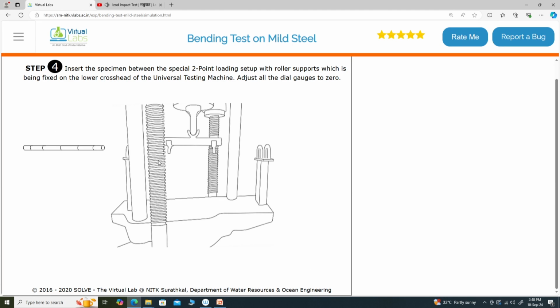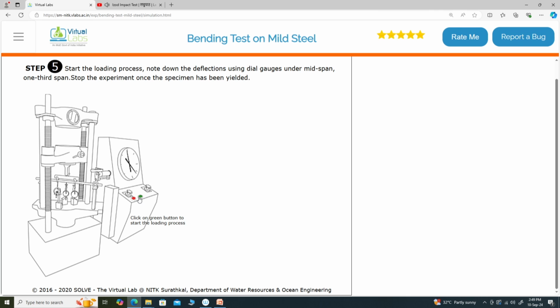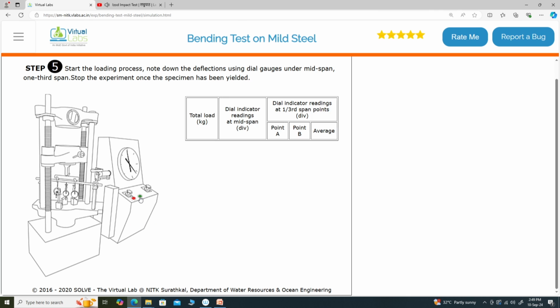Next step, that is step 4, we insert the specimen between the special 2-point loading setup with roller supports, which is being fixed on the lower crosshead of the universal testing machine. Adjust all the dial gauges to 0. So let us now fix the specimen here and mount the dial gauges. We set the dial gauge readings to 0, as we did in tension and in the compression tests as well. Then we will start the machine and you will start observing the loading here.